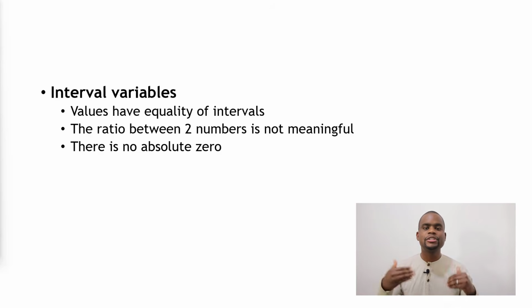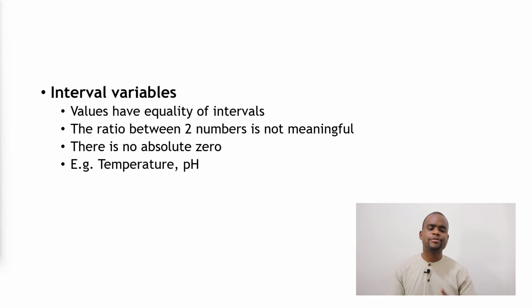Now, if we say 0 degrees Celsius, it does not necessarily mean that there is an absence of heat. In fact, there are certain objects at 0 degrees where the atoms are actually moving. So 0 there is not an absolute number. As such, the variable temperature, as measured in degrees Celsius, is not a ratio variable, but rather an interval variable. It does have equality of intervals, but it does not have an absolute zero. The zero there is not an absence of things and it's not meaningful.